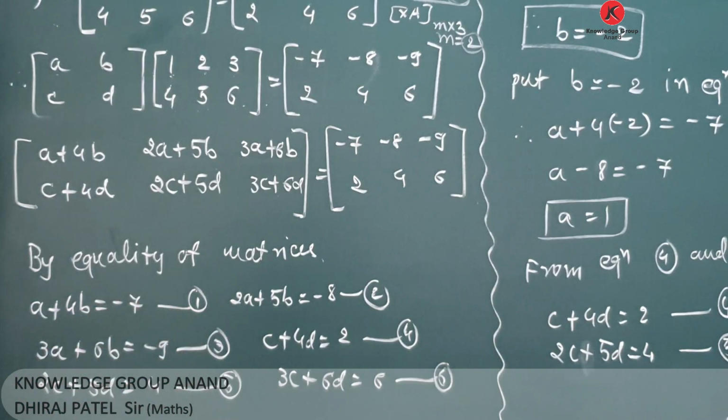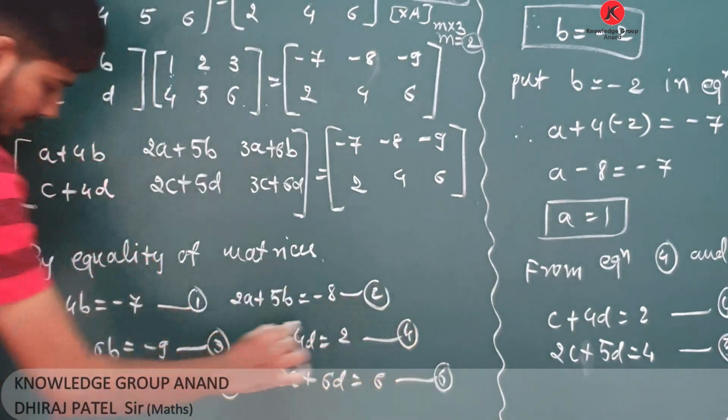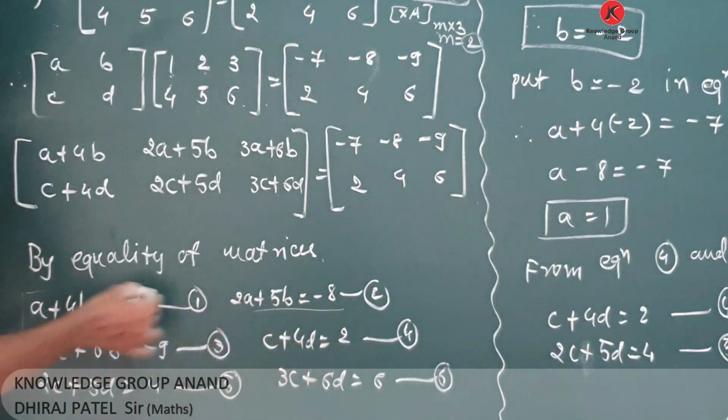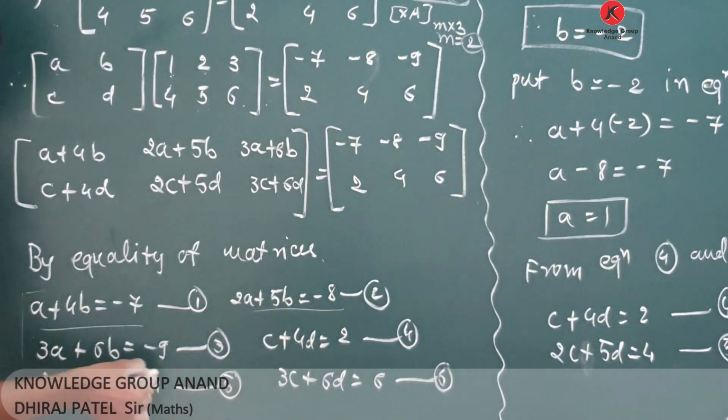Now, you can calculate a and b by using the first 3 equations. For calculation of a and b, there are 3 equations, but we require only 2 equations. I am considering the first and second equation; you can also consider the second and third, or the first and third equation. You can solve it easily. I am considering the first and second equation for the calculation of a and b, and the fourth and fifth equation for the calculation of c and d.